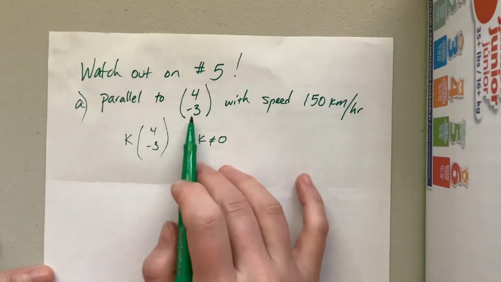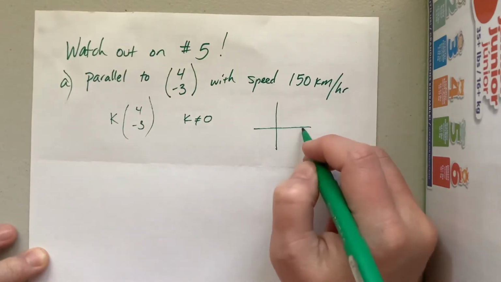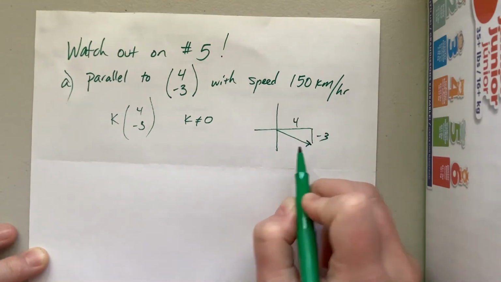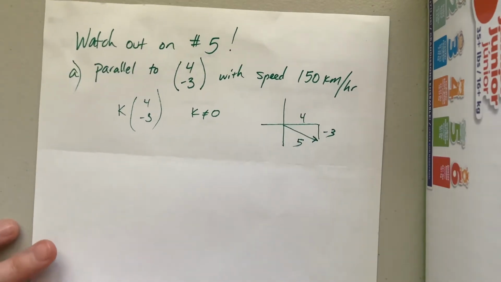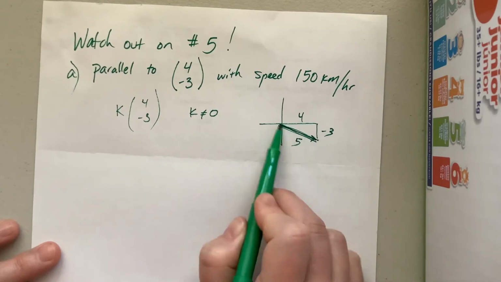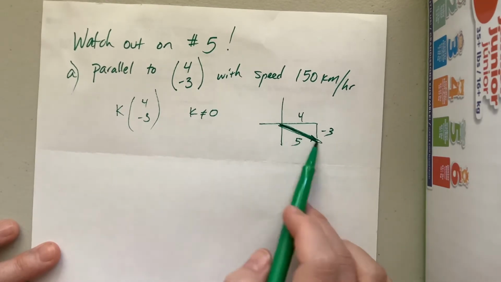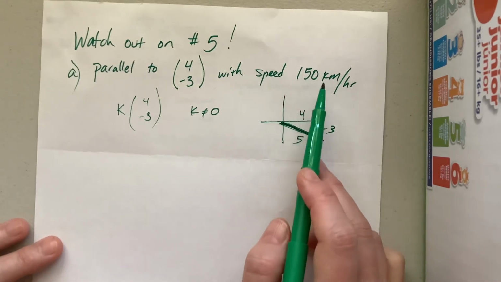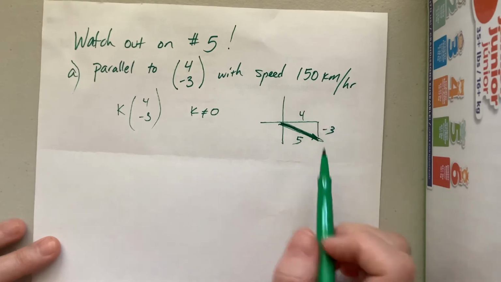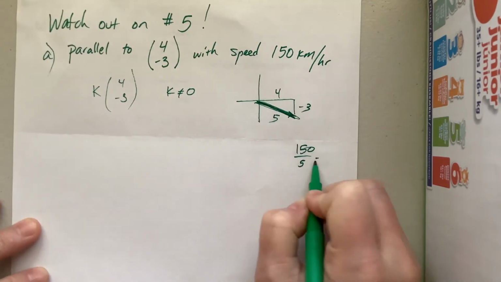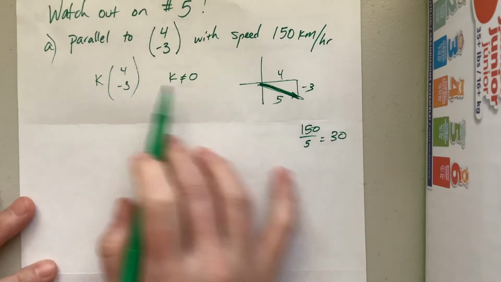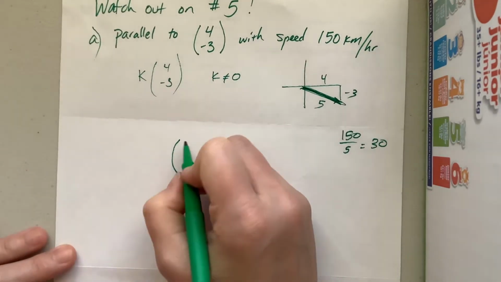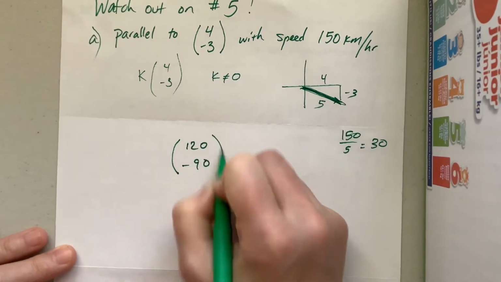This one, notice I've gone over 4 and down 3, so this is that vector, where this is 4, this is -3. This is a 3, 4, 5 triangle. Life is good. The magnitude of this is 5, which means its velocity is 5 kilometers per hour, or whatever my units are. They want it to be 150 instead of 5. 150 divided by 5 gives me 30. So I need a vector that's 30 times as long. The answer to that would be 120, negative 90.